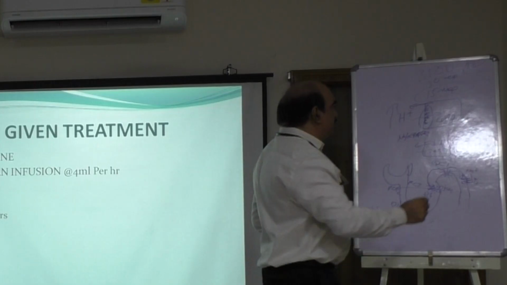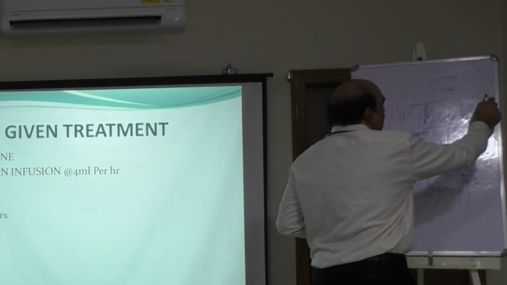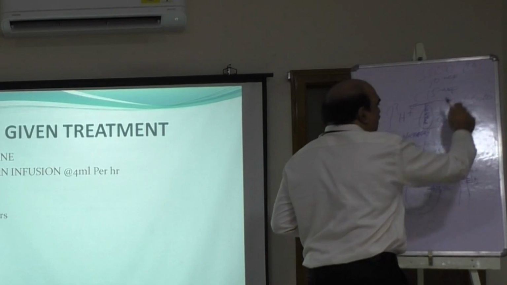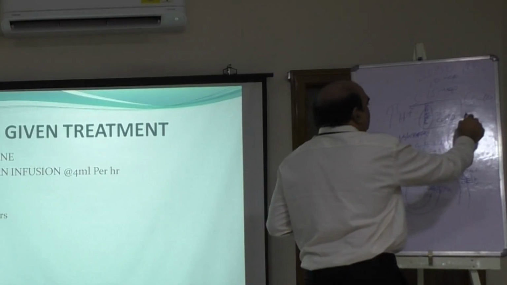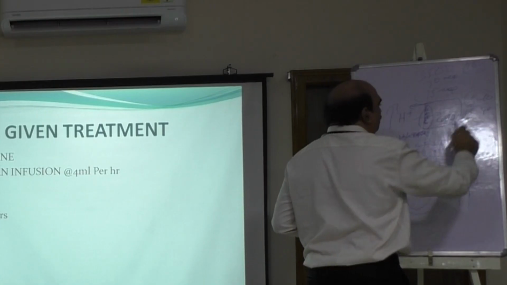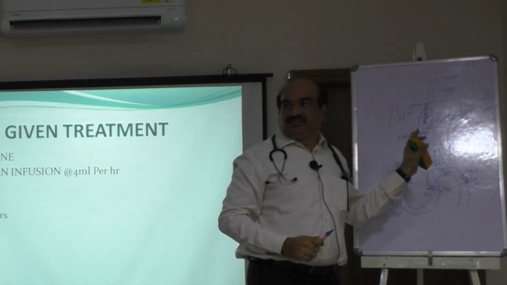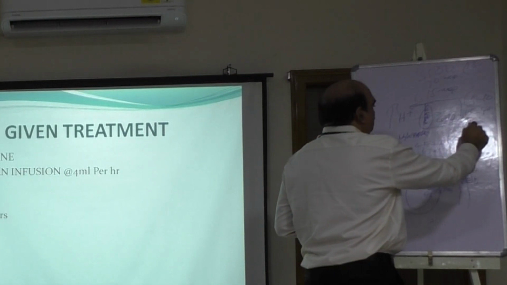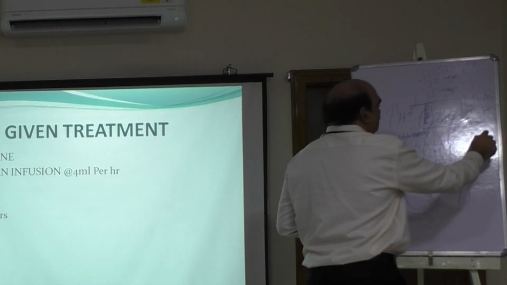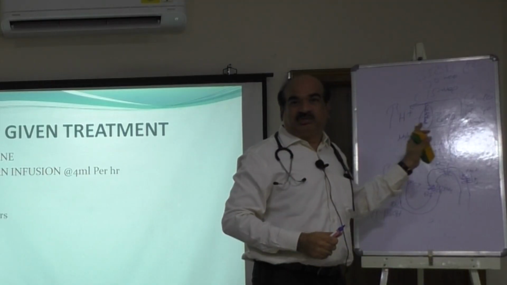So if you take stool loss, in normal stool it is 5 to 10 milliequivalents per liter. In loose stools, it will be 15 to 40 milliequivalents per liter. But if there is diarrhea for 10 times, it can be 300 to 400 milliequivalents per liter loss.